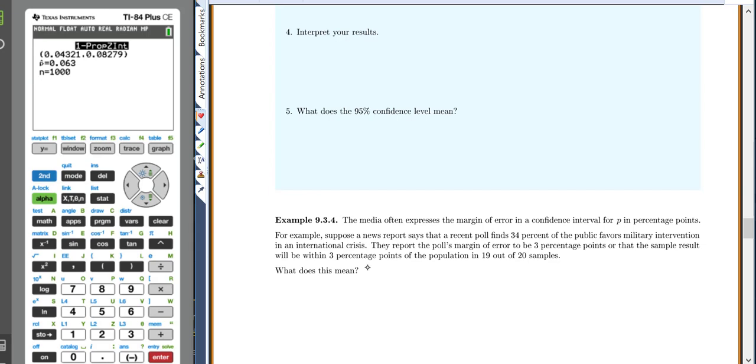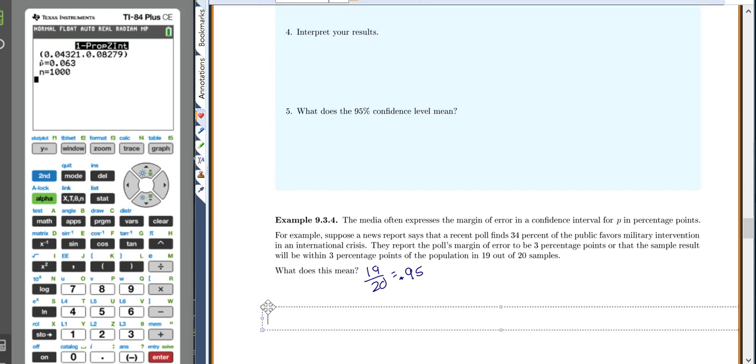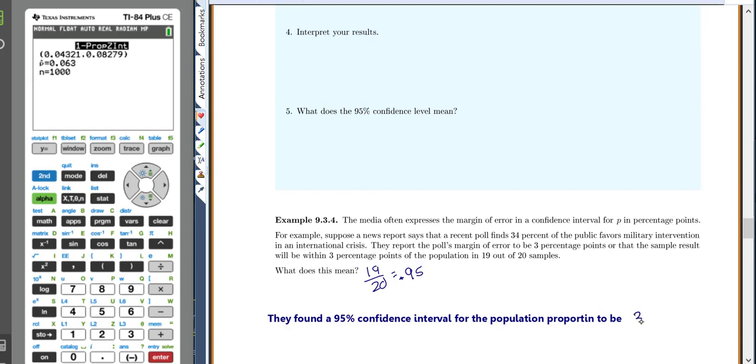So what does this mean? Well, first of all, 19 out of 20 equals 0.95. So this means they found a 95% confidence interval for the population proportion to be 34% plus or minus 3%. So basically 31% to 37%. They just didn't say it, but that's really what they did: they found a confidence interval.